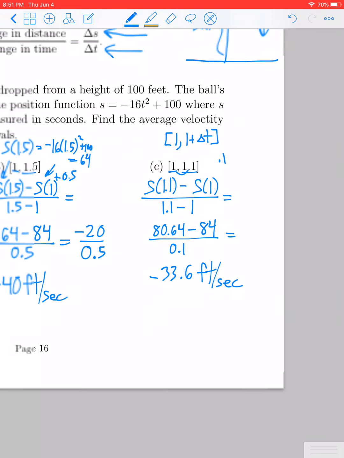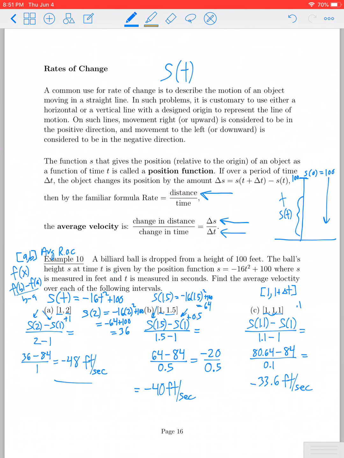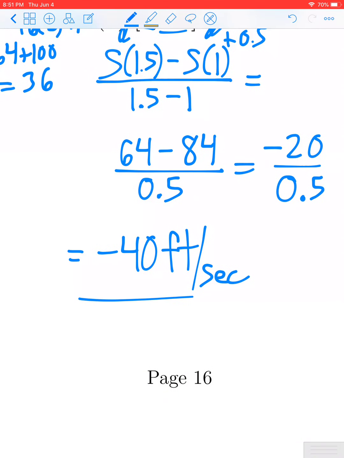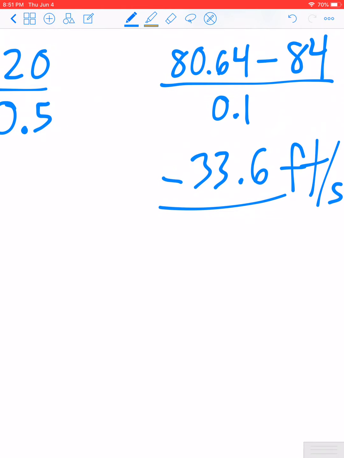And so what's happening here is we're starting to investigate. If you look at the series of outputs, it went from negative 48 feet per second to negative 40 to negative 33.6. What we're beginning to do is to approximate the instantaneous velocity, which would be the question of asking what is the velocity at the instant t equals 1. So at t equals 1 second, what is the velocity of the billiard ball?